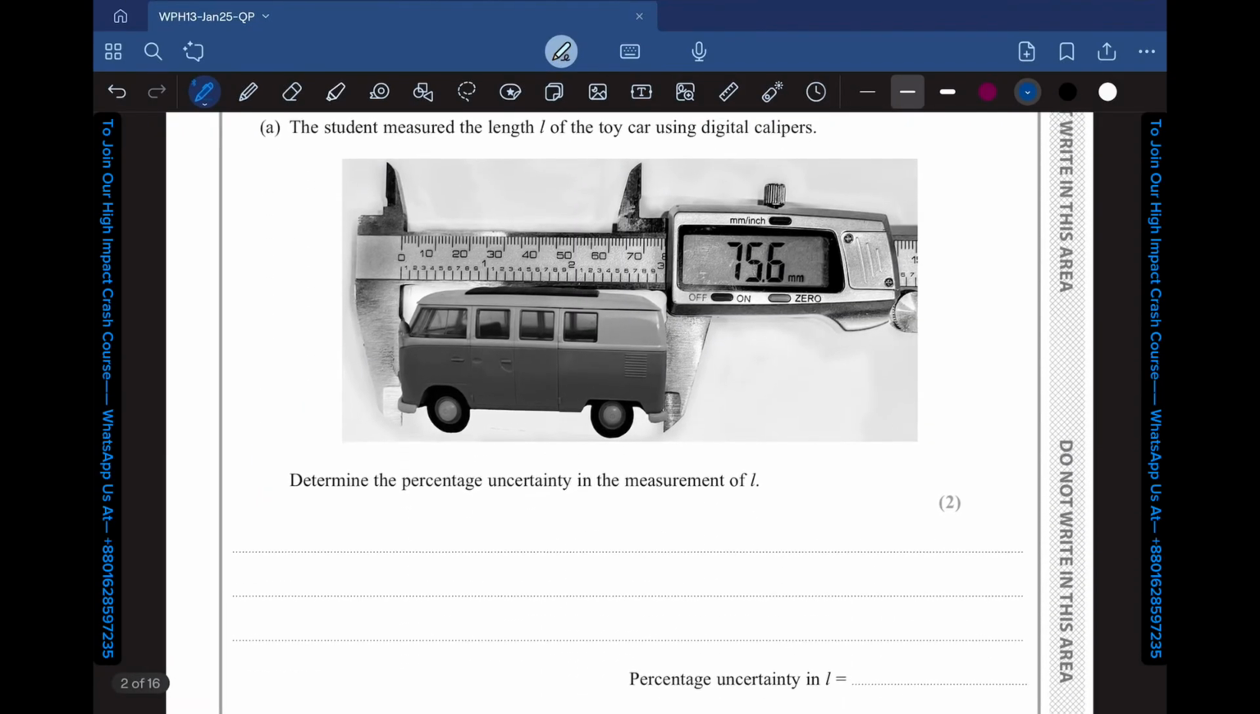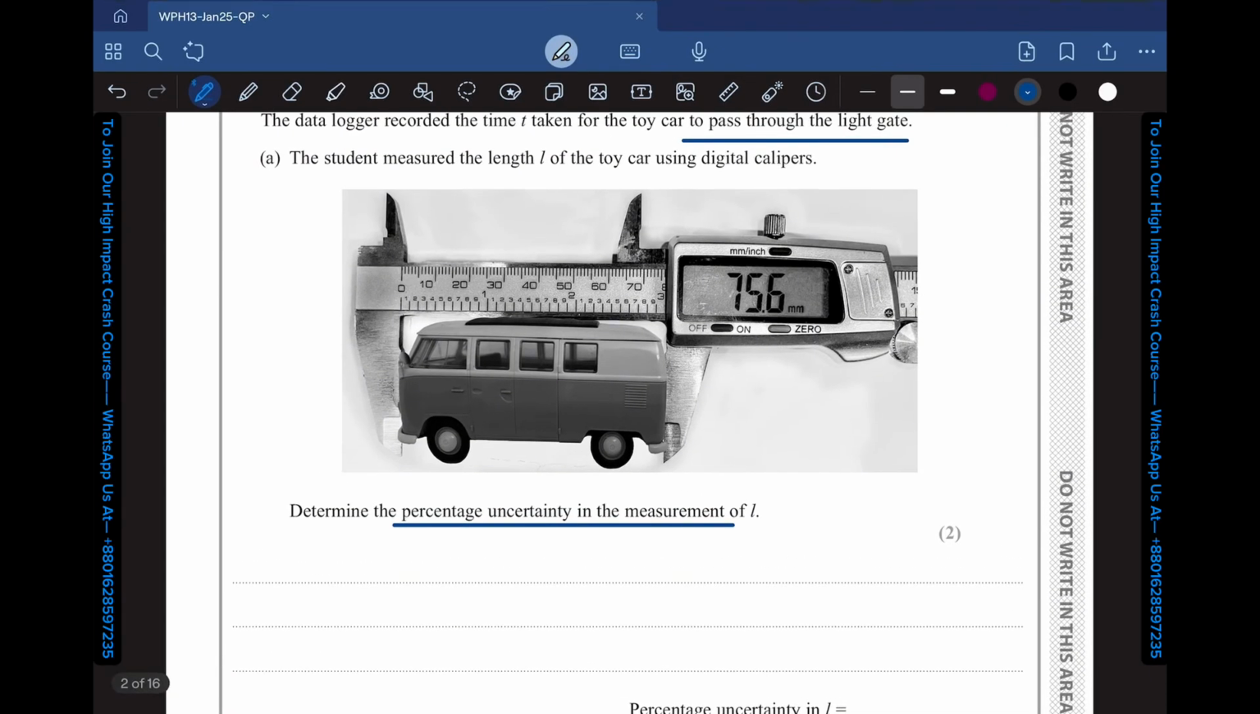The next part says the student measured the length L of the toy car using digital calipers. Determine the percentage uncertainty in the measurement of L. So basically, this question was a bit tricky. It was tricky in a sense that most of the students who attempted this paper in the Jan 2025 exam didn't know the resolution of digital calipers. They knew the resolution of meter rule, vernier caliper, or micrometer screw gauge, but they didn't know the resolution of digital calipers. That's why they messed up in this question.